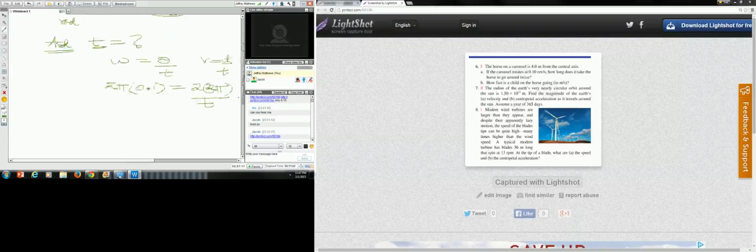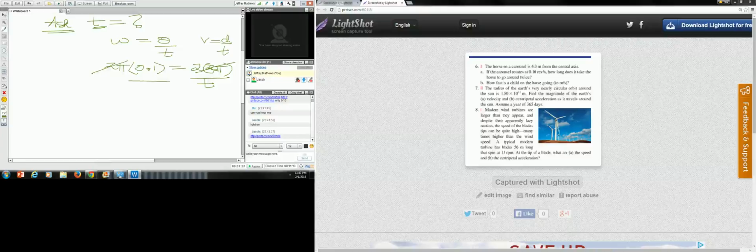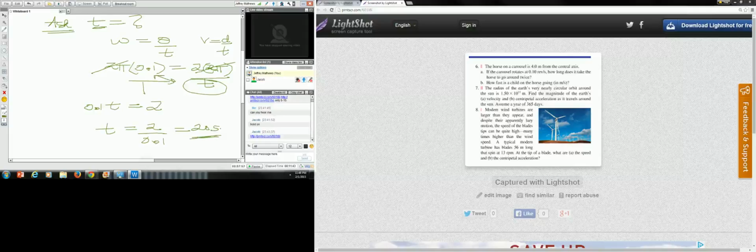There's 2 pi on both sides, so I can divide both sides by 2 pi. This goes away. I want to find what t is, so I can cross multiply: 0.1 times t equals 1 times 2. So t is 2 over 0.1, which is 20. That makes sense? Take a look at it and make sure that it makes sense. Then we can move on.